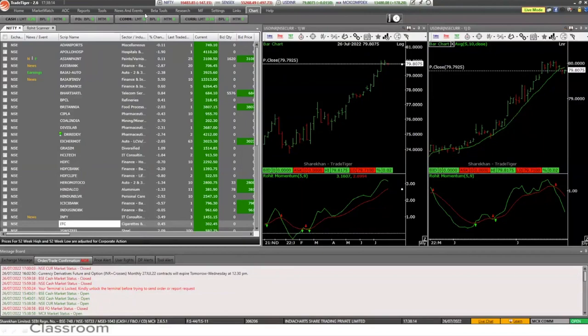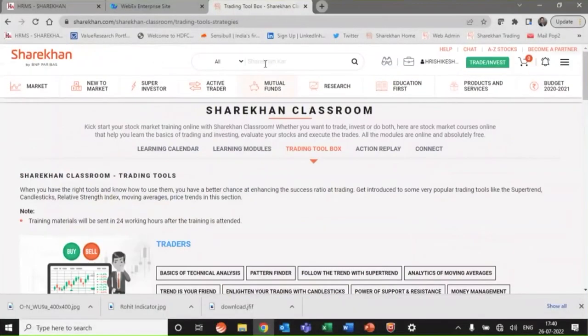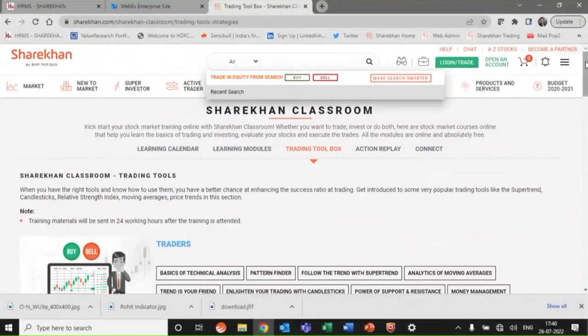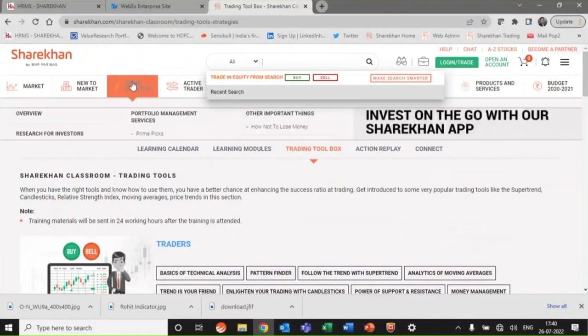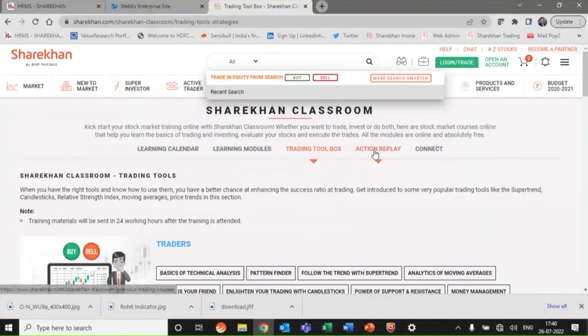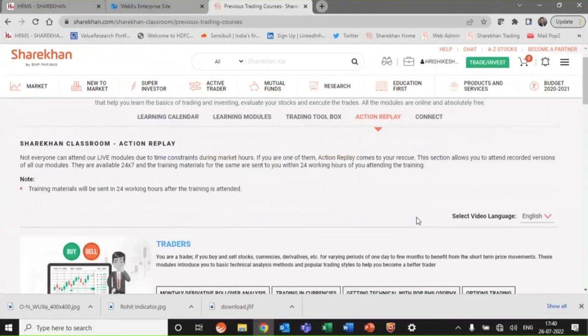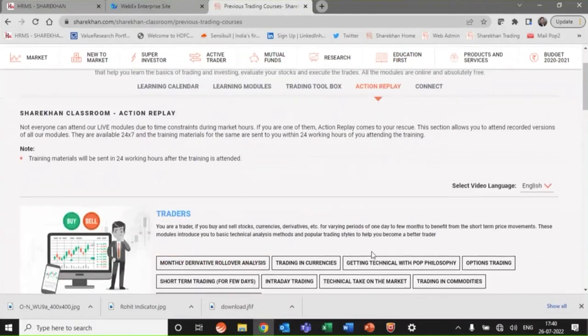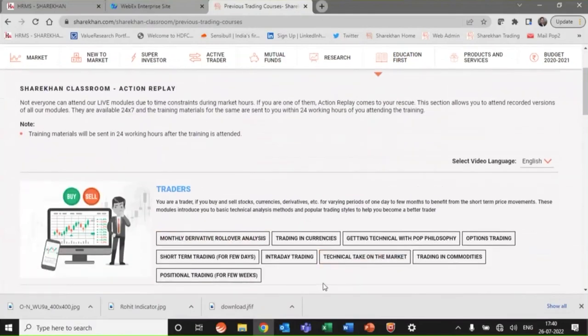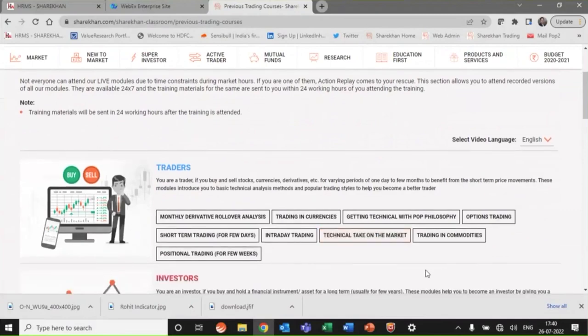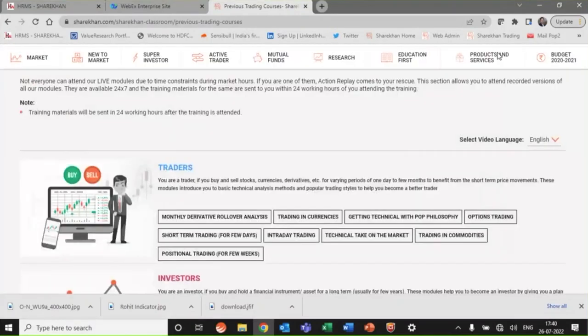When you go to the Sharekhan's website, you can search for Sharekhan Classroom here, or you can get it from the menu section or any of these tabs. You will get this page. Under the Action Replay section, under the Trader section, you will get to see the video of this module by tomorrow evening, ideally. Just click on that, and like we have other modules of intraday trading, technical take on market or trading in commodities, just click on that particular tab and the recording will start getting played. You just have to be logged in with the Sharekhan credentials, that's it.